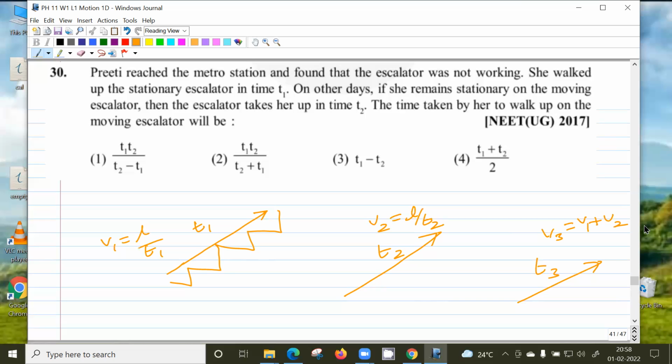So why should we add that speed? See, this V1 is the velocity of Preeti, right? That is not going to change whether the escalator is moving or not. So in the third case, V3 is the velocity of Preeti plus the velocity of the escalator.